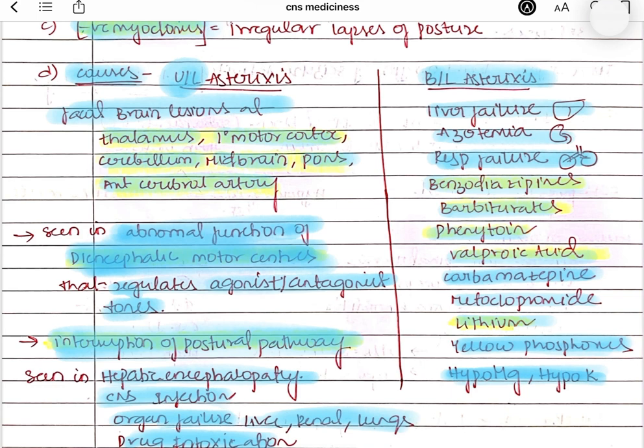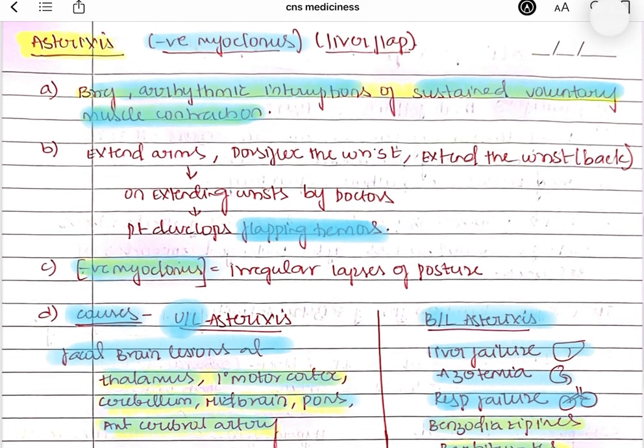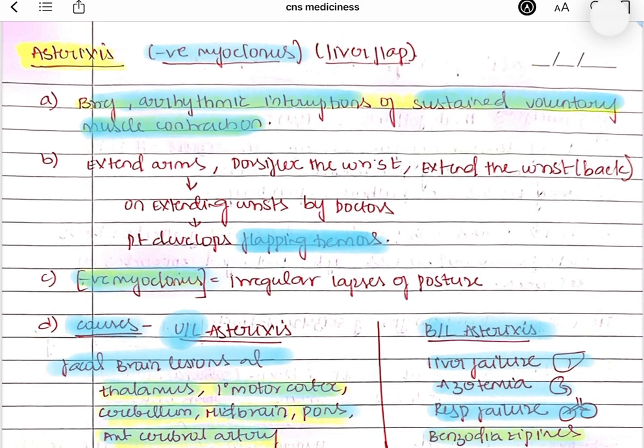For the causes of bilateral Asterixis, just write the organ failures like liver failure, azotemia, respiratory failure, and write all the drugs like yellow phosphorus, benzodiazepines, barbiturates, phenytoin, valproic acid, lithium, carbamazepine, metoclopramide, all this, right? It's a negative myoclonus, brief irregular interruptions of sustained voluntary muscle contraction. First we'll ask the patient to extend his arm, dorsiflex the wrist, then further extend the wrist, then you can see these flapping tremors, right?